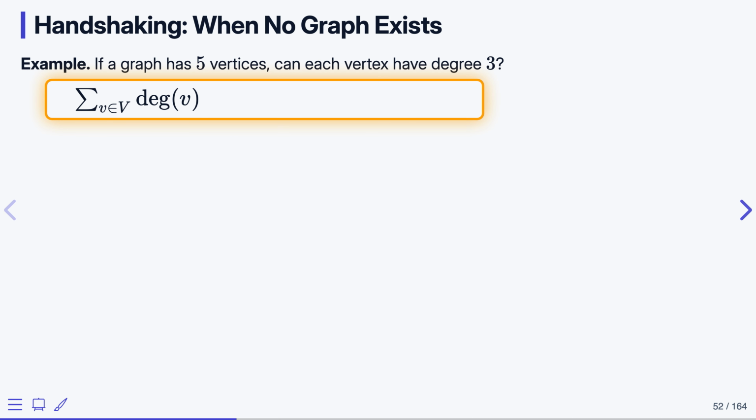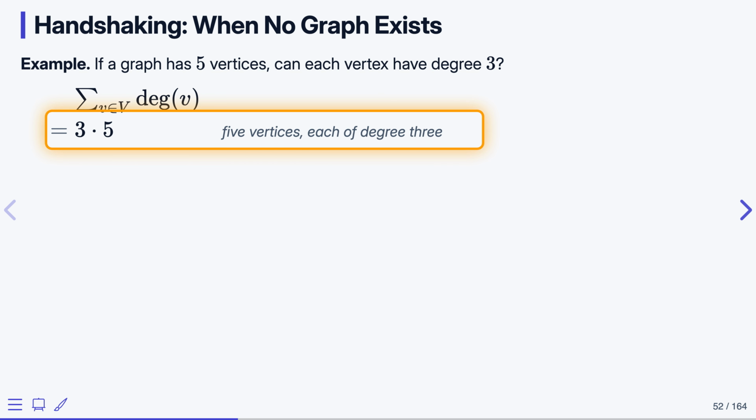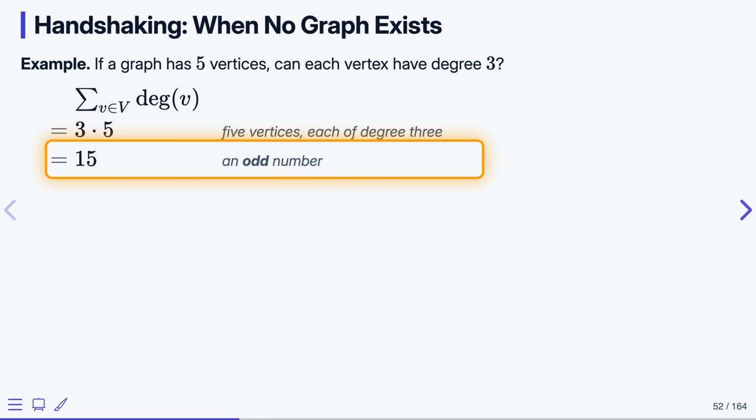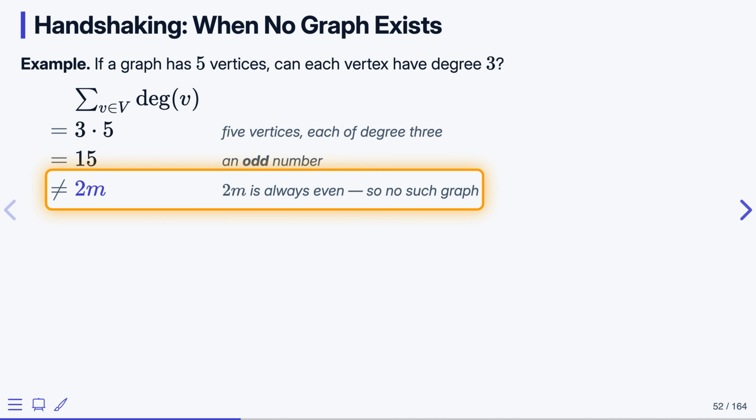Now a question with a surprising answer. Line 1. Again we start from the sum of the degrees. Step 1. 5 vertices, each of degree 3. So the sum is 3 times 5. Step 2. 3 times 5 is 15. Look at that number. 15 is odd. Step 3. But the handshaking theorem says the sum must equal 2m, and 2 times any whole number is even. An odd number can never equal an even number. So no such graph exists. Notice what we did. We did not search for the graph and fail. We proved it cannot be built.